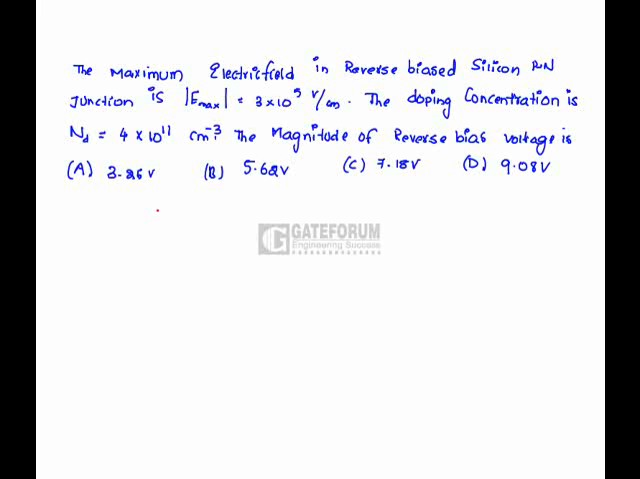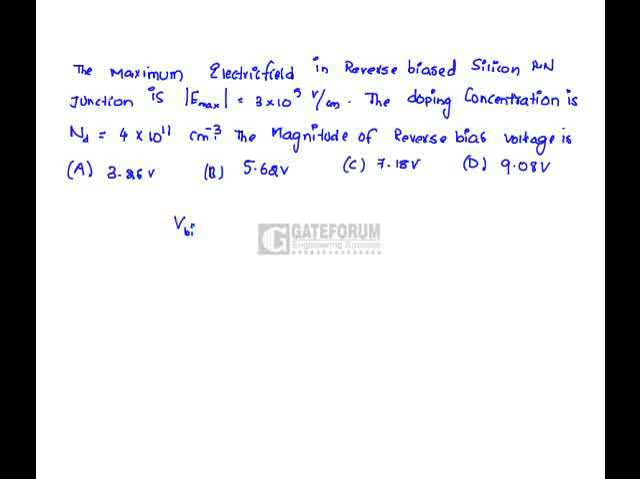Electric field in a reverse biased silicon PN junction is equal to 3 into 10 power 5 volts per centimeter. The doping concentration is 4 into 10 power 11 centimeter power minus 3. The magnitude of the reverse bias voltage is.